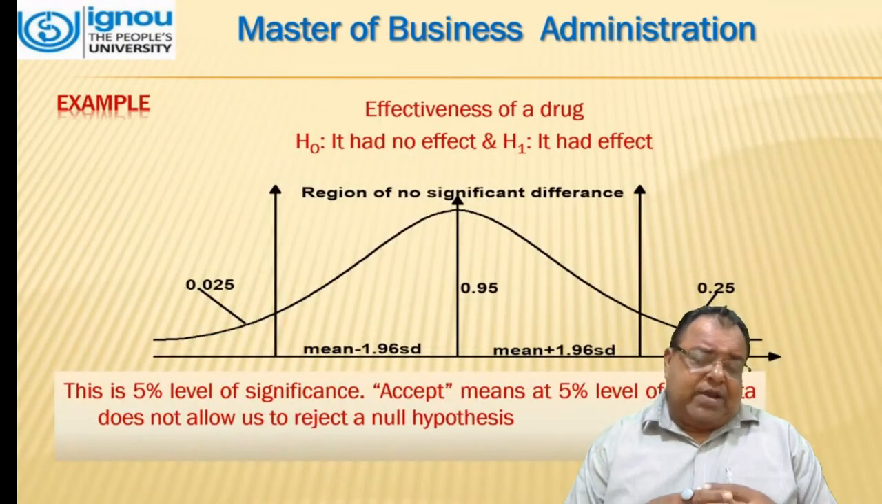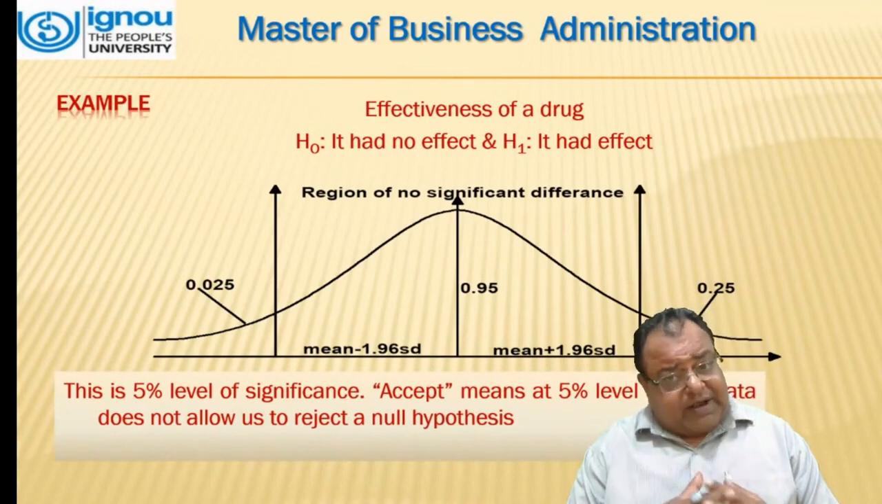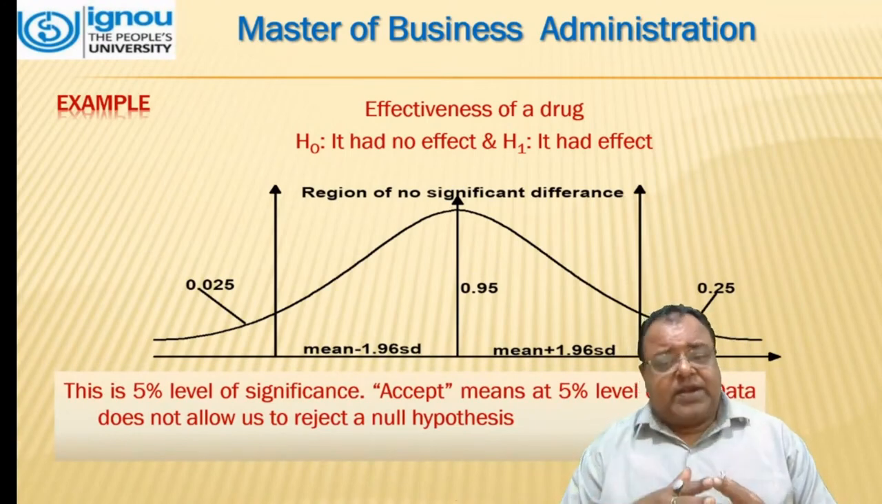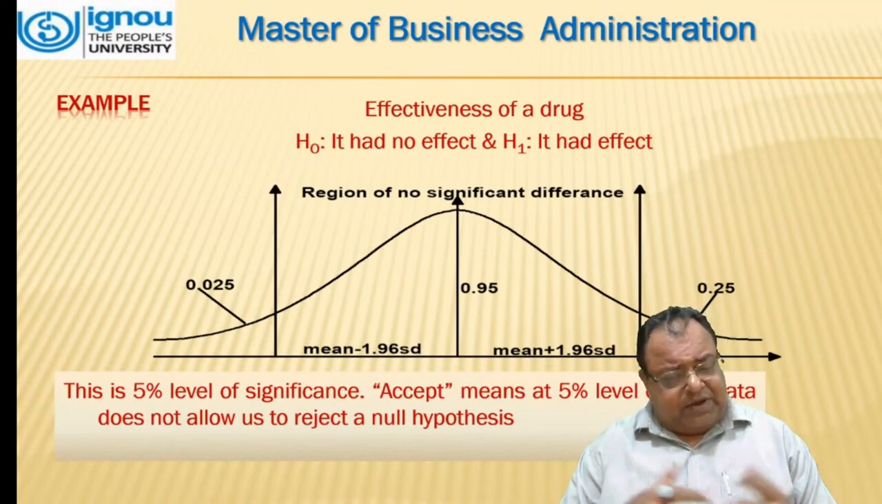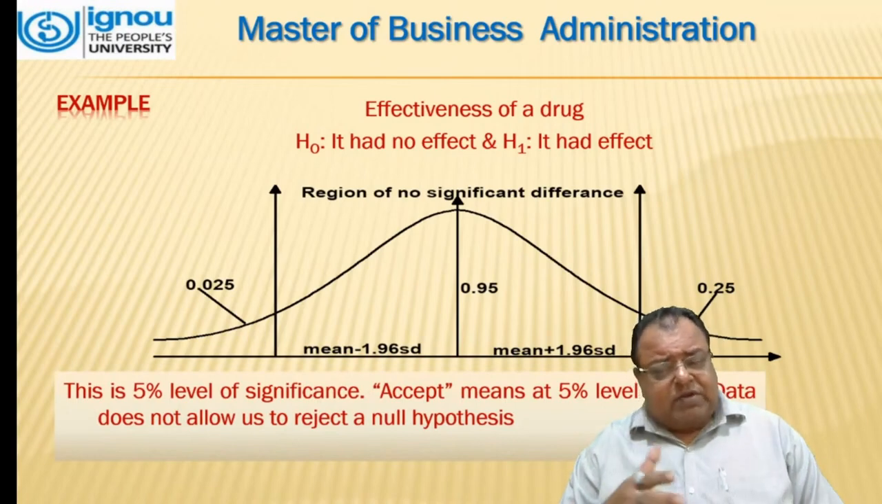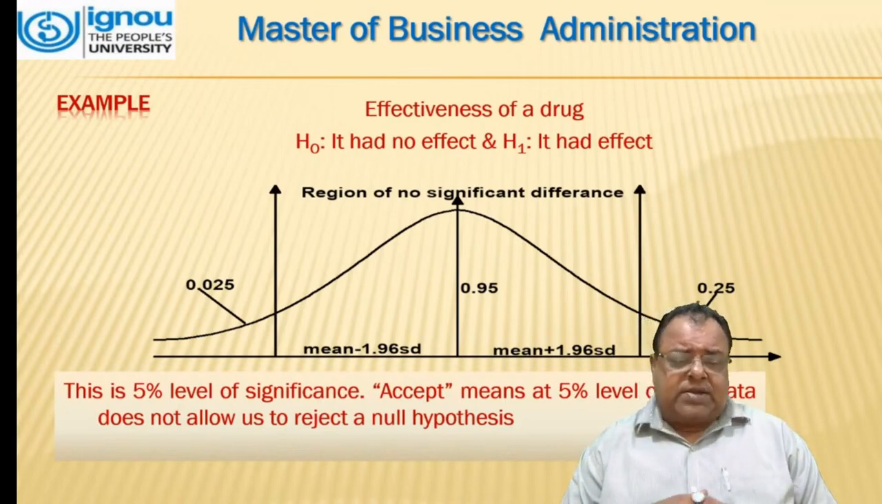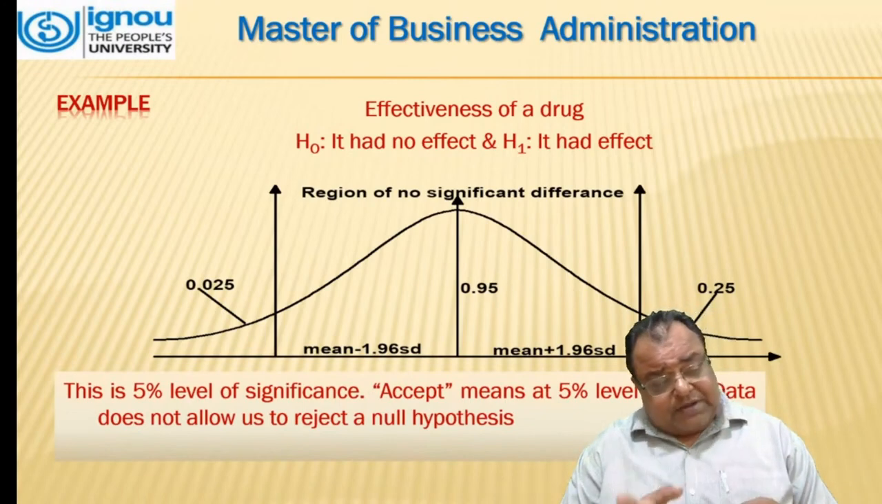Now, effectiveness of a drug. H0 is that it had no effect and H1 that it had effect. So what are we going to do? We are finding out a 5% level of significance, and we accept, meaning at 5% significance, the data does not allow us to reject a null hypothesis. You can see that the mean will be between mean minus 1.96 of SD, and on the right side it will be mean plus 1.96 of the SD.